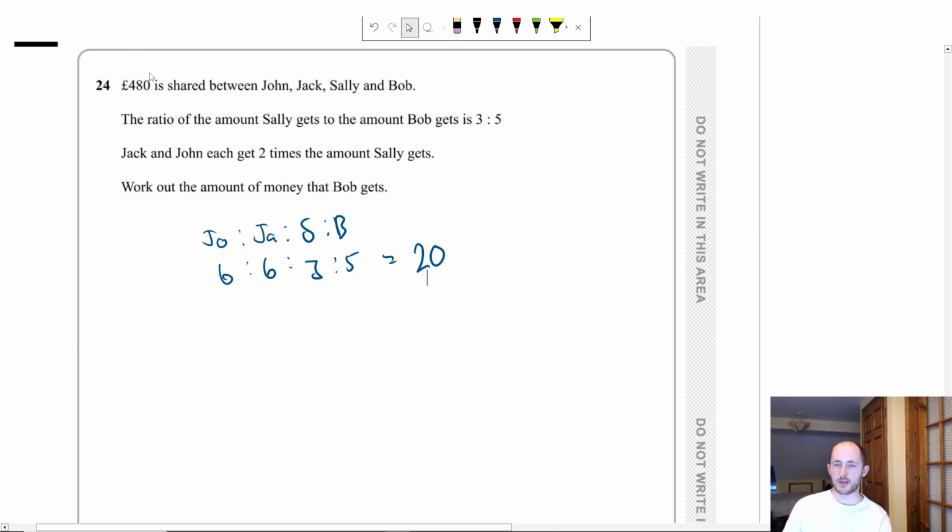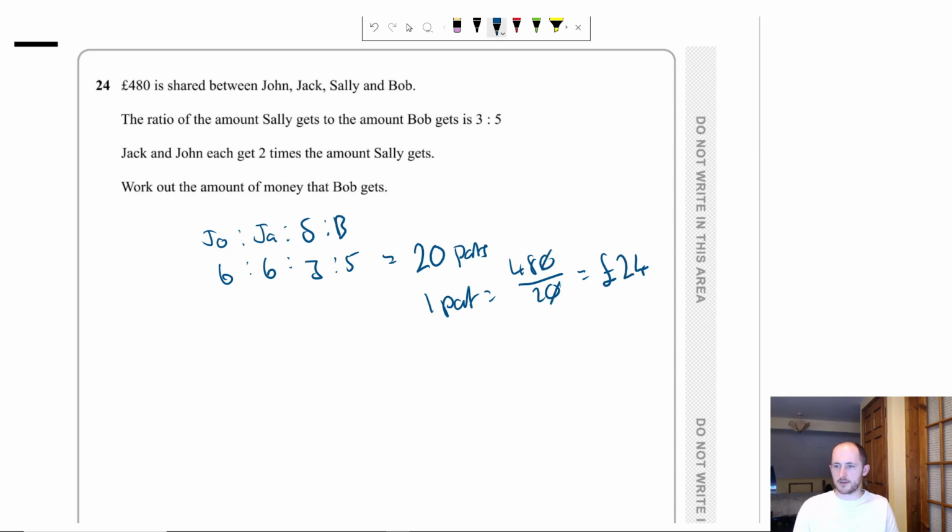Now, this £480 is being divided into 20 parts, right? So it's 20 parts, which means one part is worth 480 over 20. Actually, we don't even need to work that out, that's £24. Just cancel the zeros, divide by 2. Work out the amount of money Bob gets. Bob gets 5 of these parts. So Bob will get 24 times 5, which is £120. Okay, so he gets quite a bit of it. He gets a quarter of it overall. And that's pretty much the only trick.